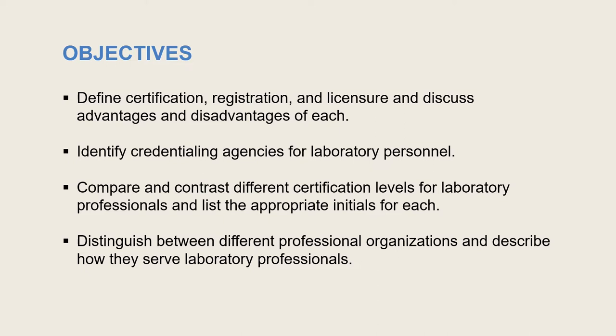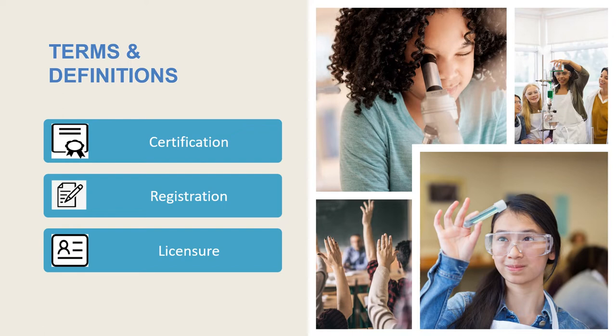Okay, so let's just start here by defining some terms. It's important to know the difference between these three terms. They get thrown around a lot. So certification, registration, and licensure. Certification, the definition is the action or process of providing someone with an official document attesting to a status or level of achievement. Certification can be provided by a government or a non-government private entity.